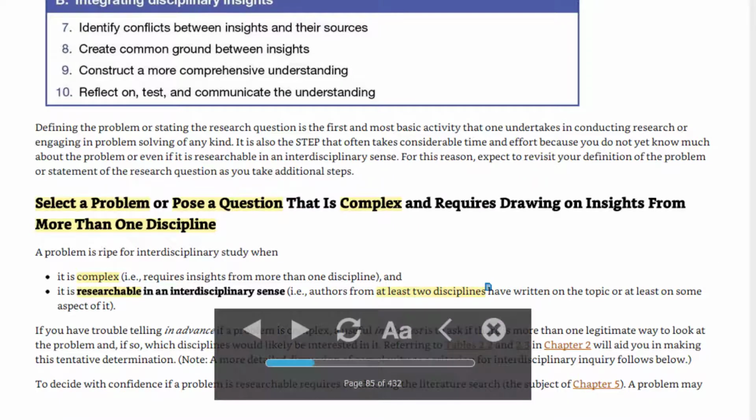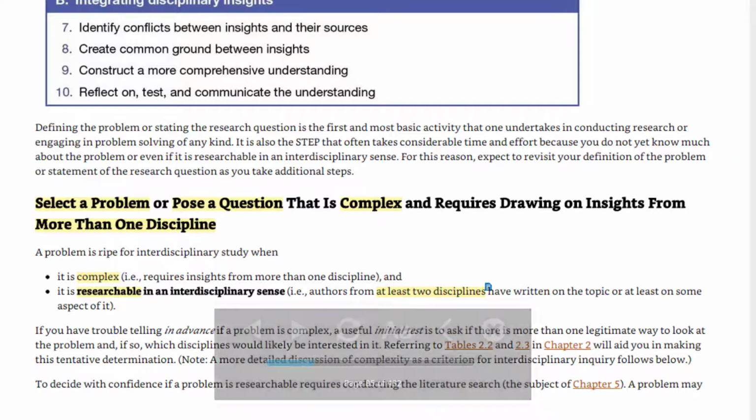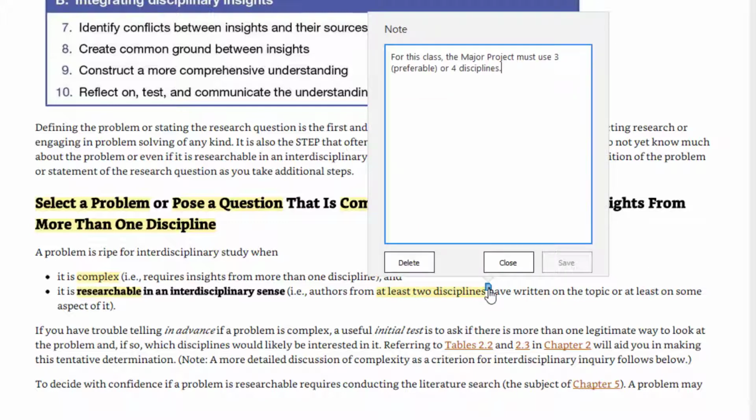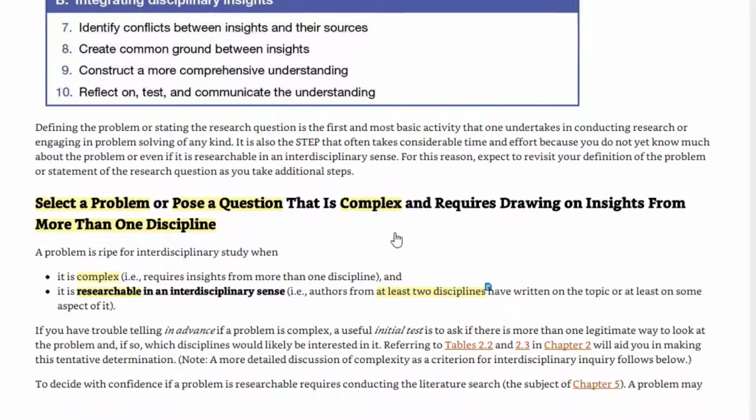And what that means is make sure there's research on it. Don't pick something that you just thought up that has no literature reviews. You've got to refer to experts in this kind of research. So you need to do that. And again, my little note here, when I pop over it, says, for this class, the major project must use 3, preferably, or 4 disciplines. So just a reminder that even though the book keeps mentioning 2, I want you to try for 3.